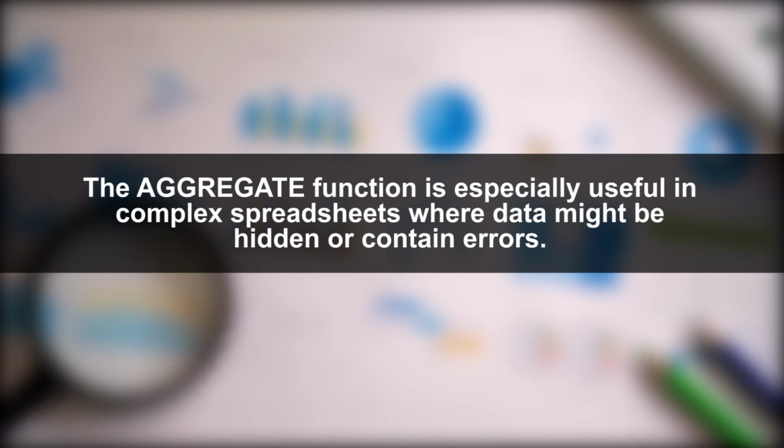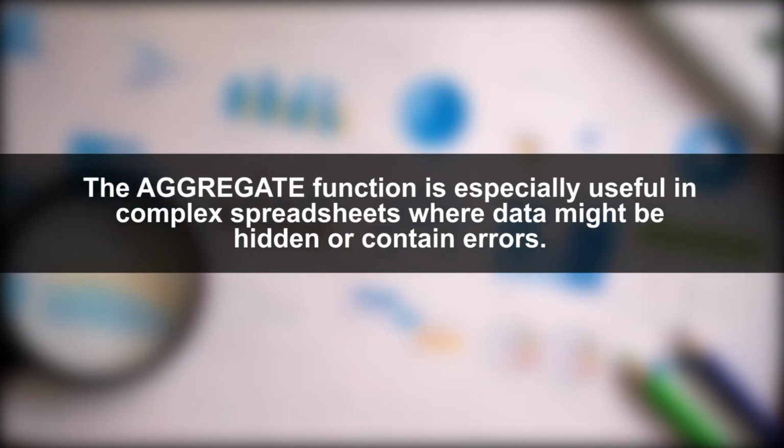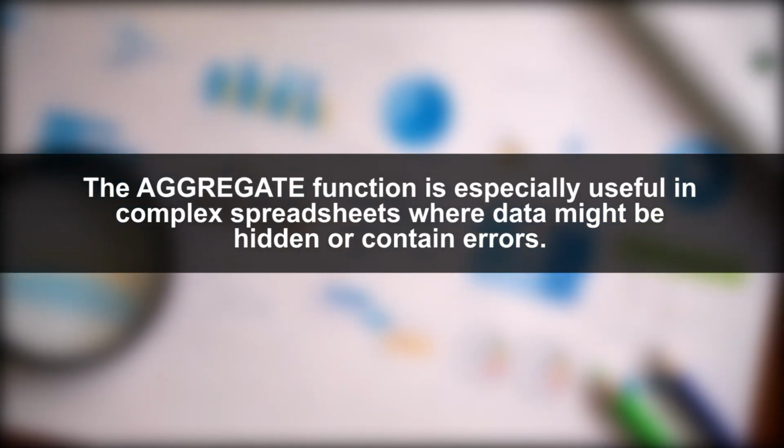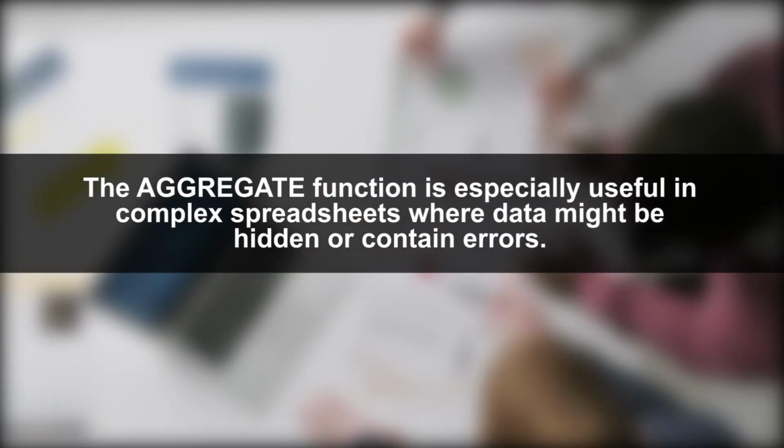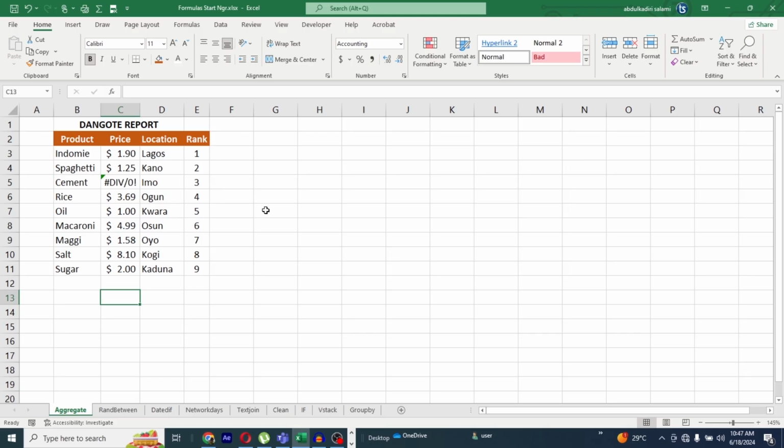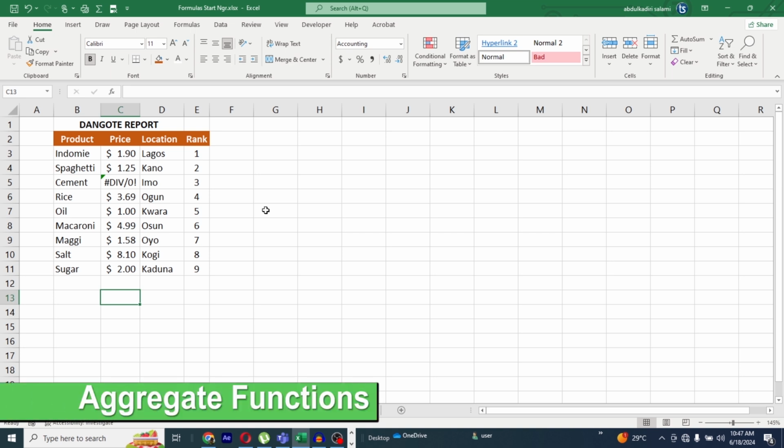Let's talk about the aggregate function. The aggregate function is especially useful in complex spreadsheets where data might be hidden or contain errors. We use aggregate to do calculations of our sum, maximum, minimum, counts, and average. Right now I have a report of Dangote, with the product, the price, the location, and the rank. If I want to get the average of the price of this report, I can start with equals average.